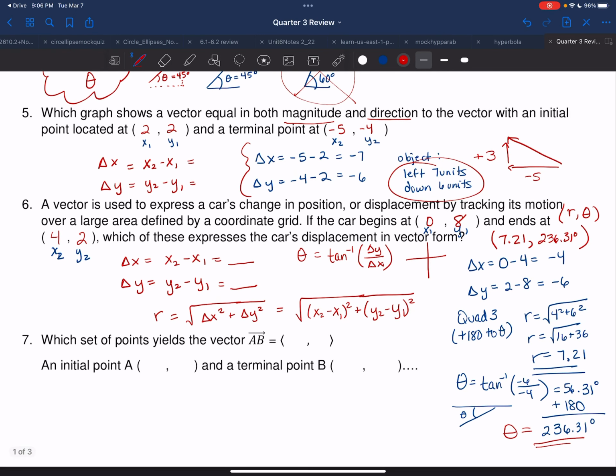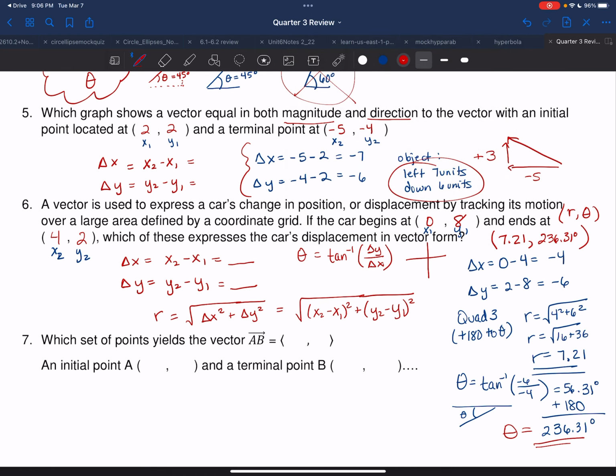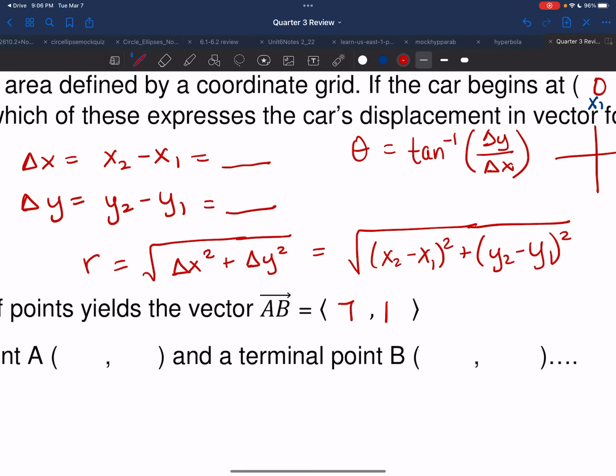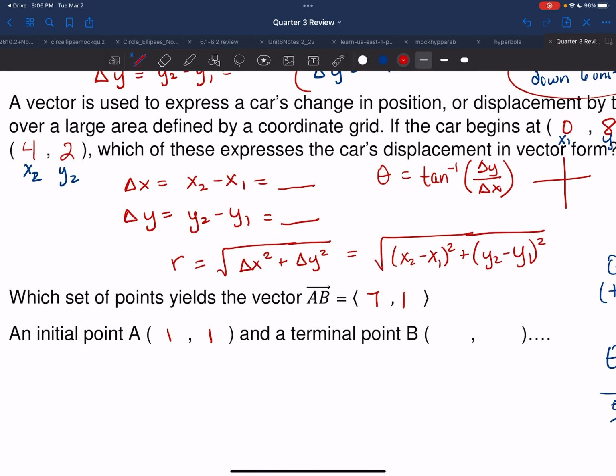All right, number 7. Let's go ahead and fill in those numbers in. Number 7, we said 7, 1. And point A was 1, 1. All right, so we did not do a terminal point B, and there's a reason. We're talking about a position vector. So this thing right here, anytime you see those brackets, it means it's a position vector.